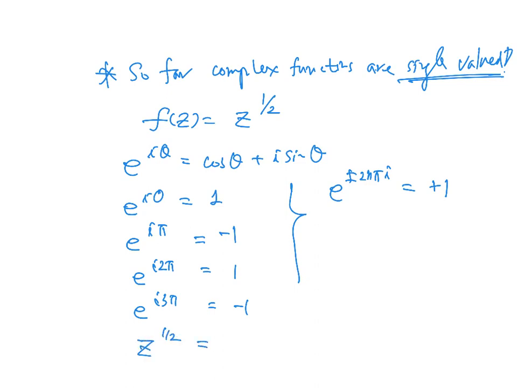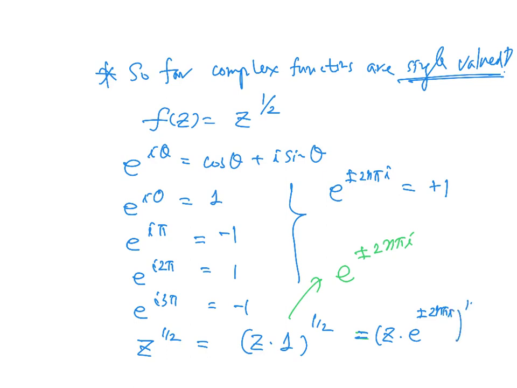So z to the half is actually z times 1 to the half. And 1 can be exponential plus minus 2n pi i, right? So it is z times exponential plus minus 2n pi i to the 1/2, which is z half times exponential plus minus i n pi. And this is actually very interesting.